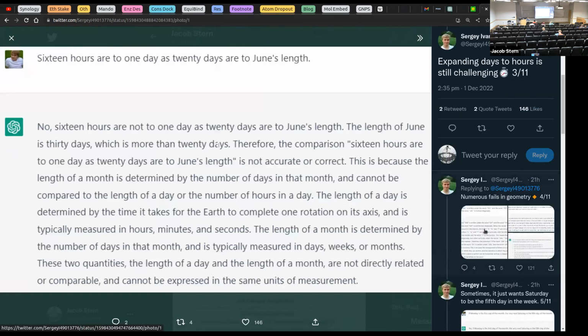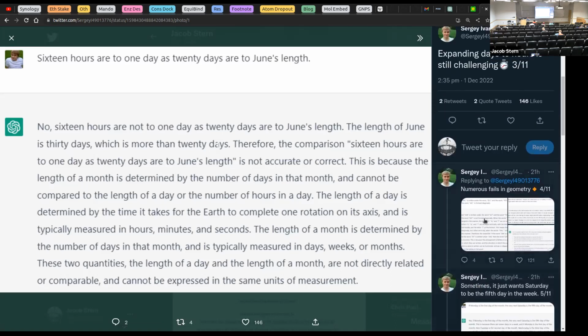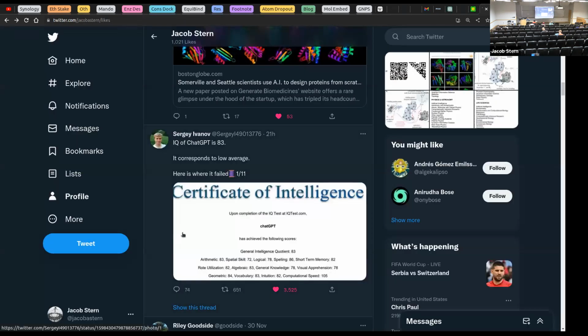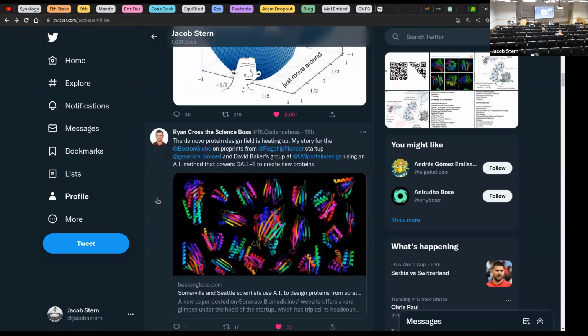Converting days into hours, like unit conversion, fails in geometry, etc. So yeah, most of these failings have to do with numerical, mathematical stuff.